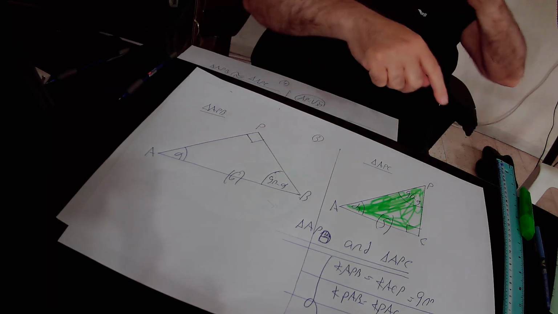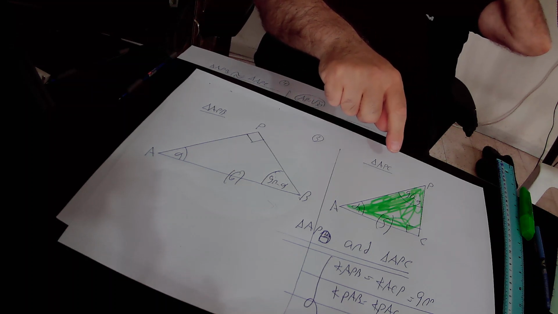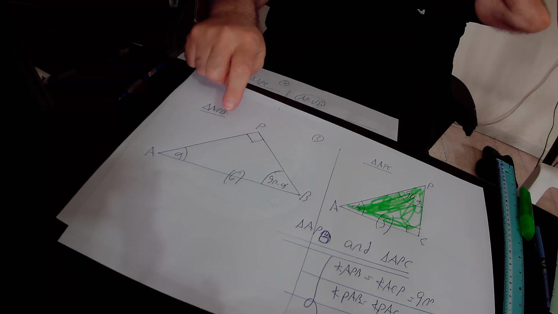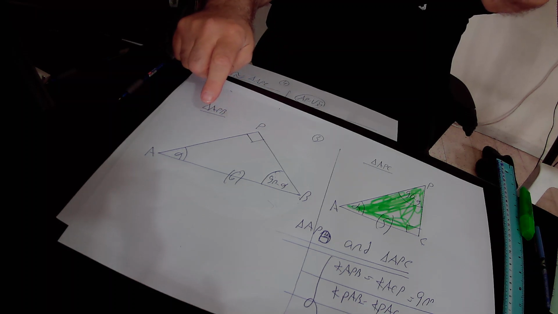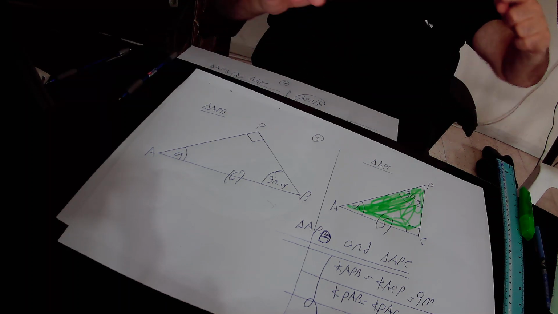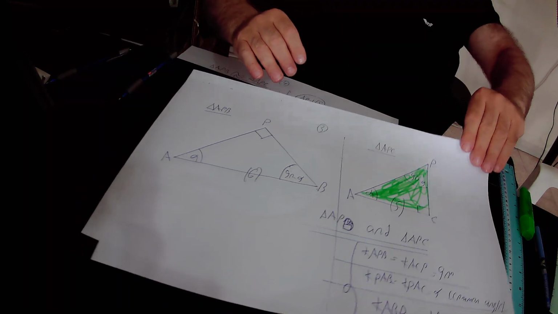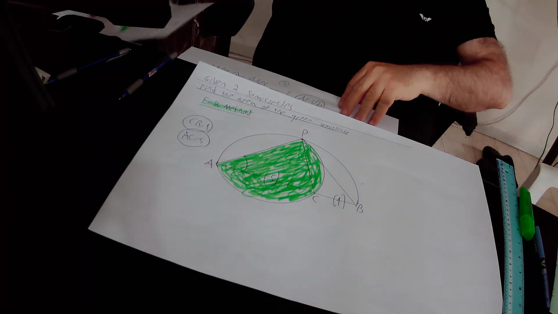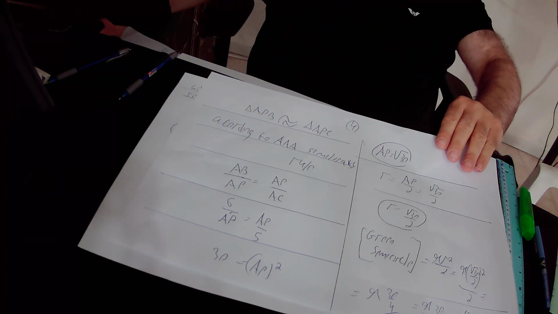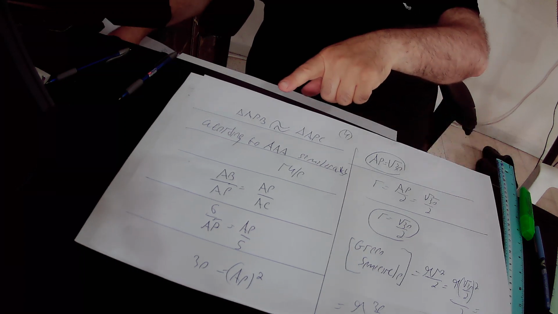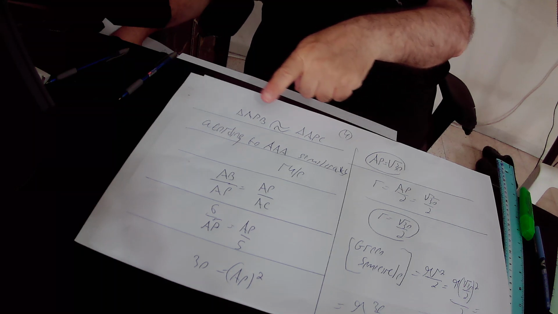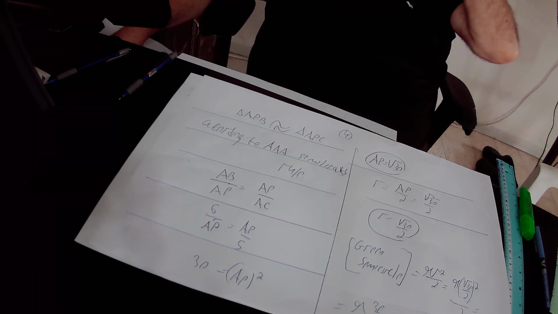So we have proved that all three angles in this green right triangle APC are correspondingly equal to all three angles of this right triangle APB. Therefore, those two right triangles are similar to each other according to the angle similarity rule. To repeat, we proved that the right triangle APB is similar to the green triangle APC according to the angle similarity rule.